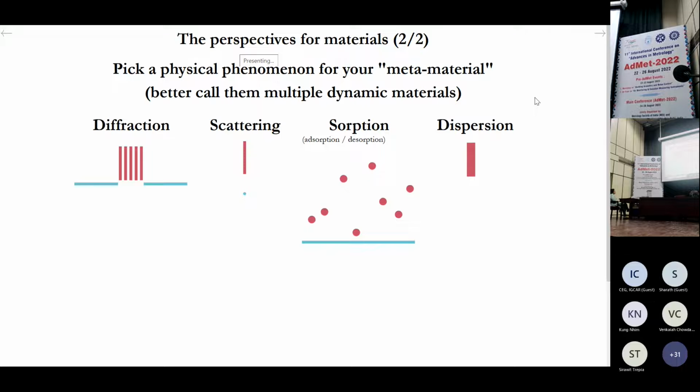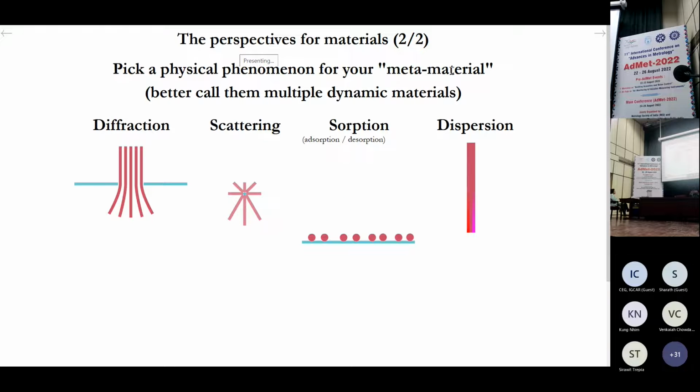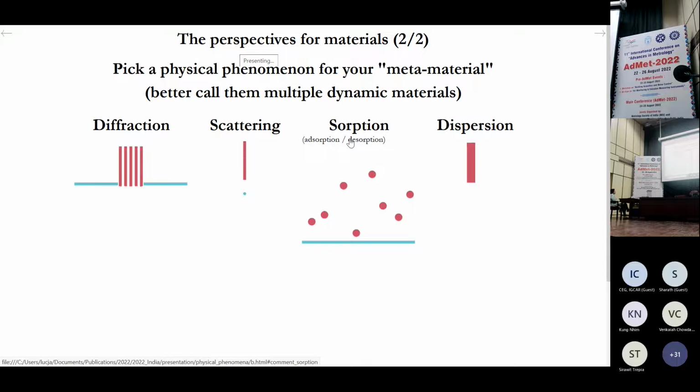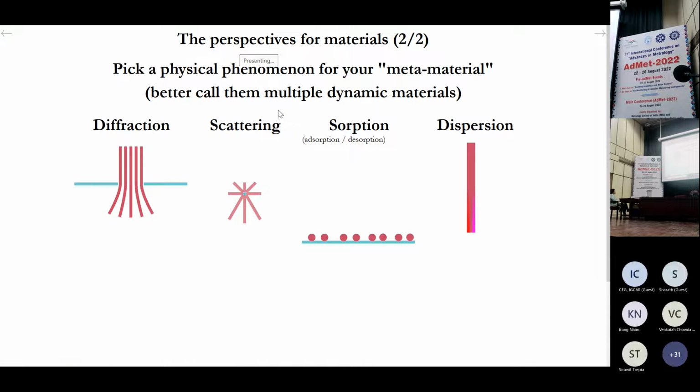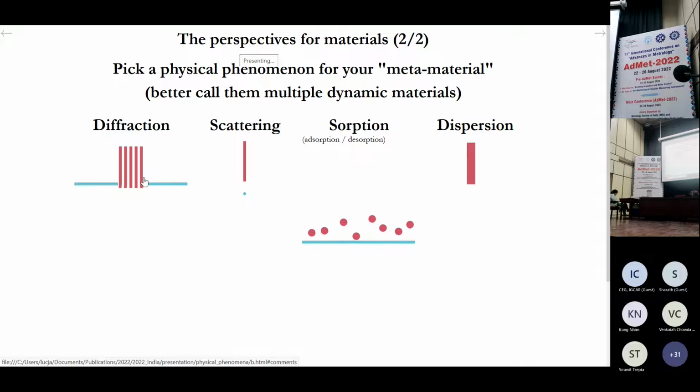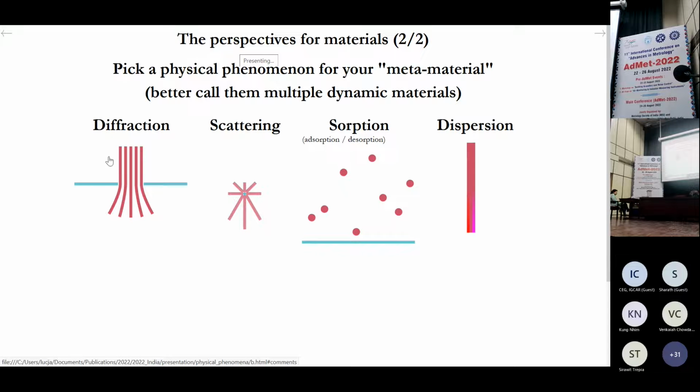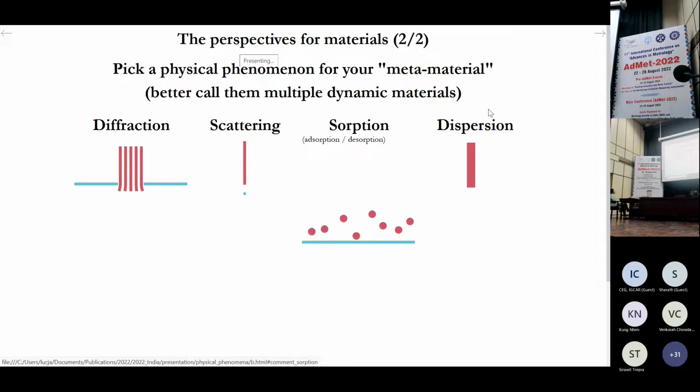But people are trying to add some more dissipation by adding some more physical phenomena, some related to waves, others not related to waves. They are calling them metamaterials, but you should better call them multiple dynamic materials, in the sense that we are adding to the viscoinertial effects and sometimes the structural damping some more effects like diffraction due to some change in the shape of the porous metal, scattering when you add solid inclusions or other kinds of inclusions inside the porous metal, dispersion.